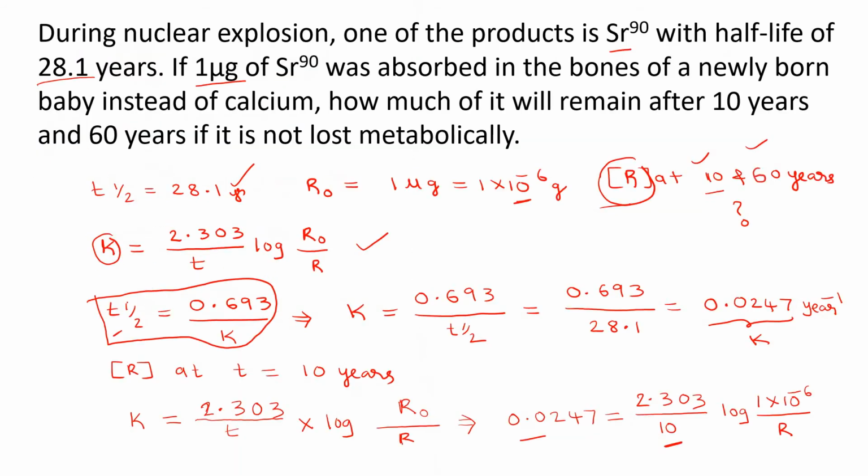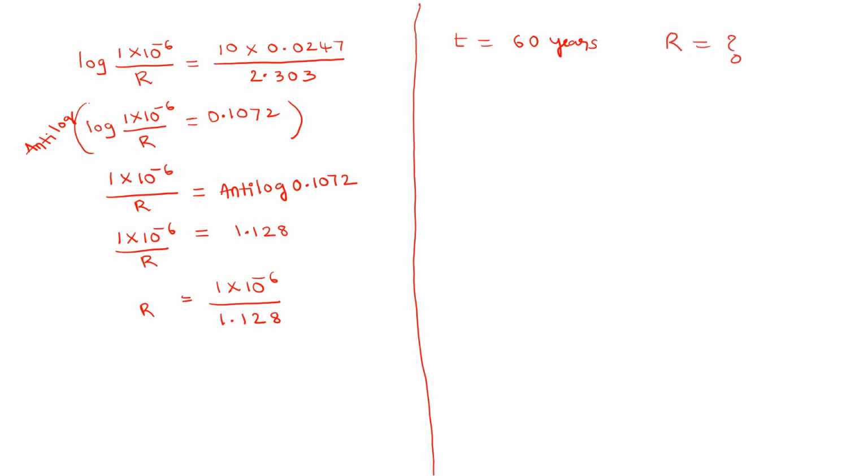Substituting this value, you send everything: this you send here and you send on the denominator side. So you are going to get this equation here. When you do this mathematical operation, this value you are going to get as 0.1072. Now apply anti-log here. Anti-log and log get cancelled. So now you are going to get 1 into 10 to the power of minus 6 by R is equal to anti-log of 0.1072. If you calculate that, we are going to get 1.128.